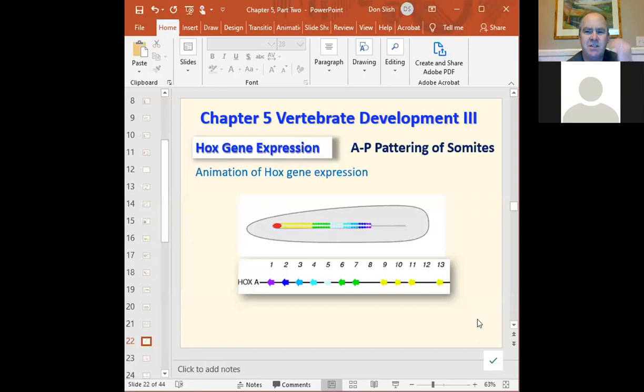Okay, Christina, does that make sense now? Christina, yes, okay. You took some notes, okay. All right, so that's how you're getting your AP patterning, your large scale AP patterning.